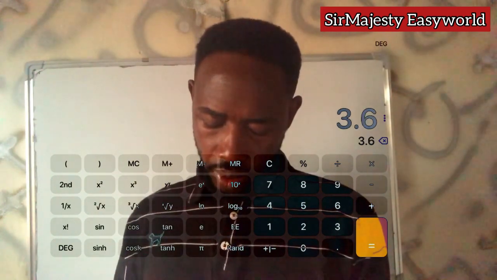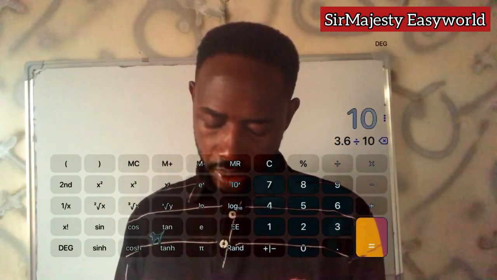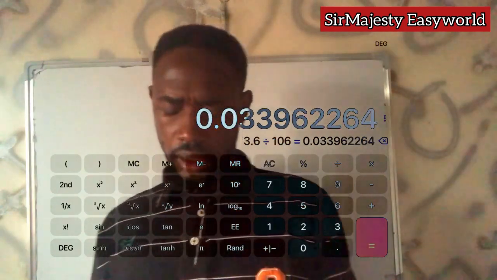And checking my calculator here, if you say 3.6 divided by 106, we have 0.0339, approximately 0.034, and the Ca happens to be 0.04. Yes, so with these two pieces of information, we can now predict our endpoint.